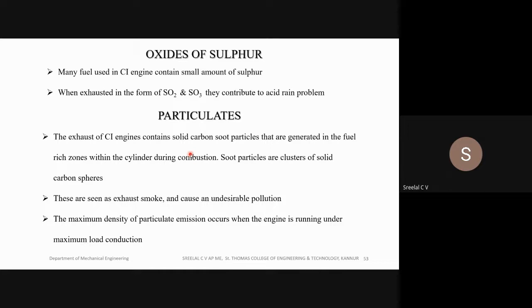Okay, so next we are discussing particulates. It will take 2 more minutes. The exhaust of CI engines contains solid carbon particles that are generated in the fuel rich zone within the cylinder during combustion. If sufficient oxygen is not available to burn the hydrocarbon fuel, carbon soot particles will be generated.